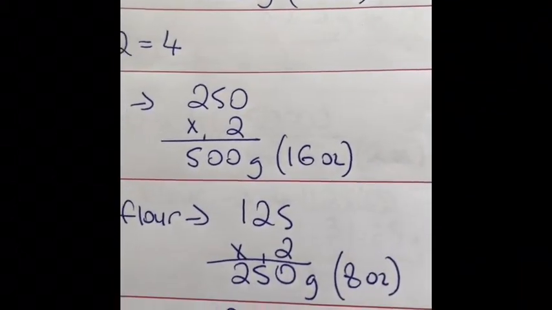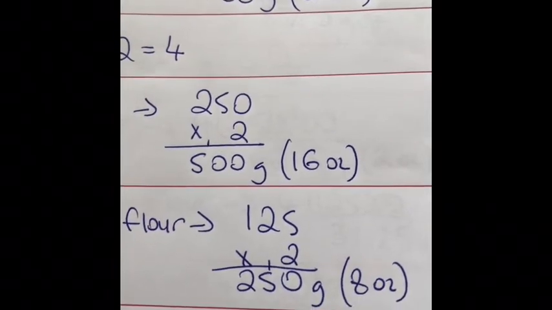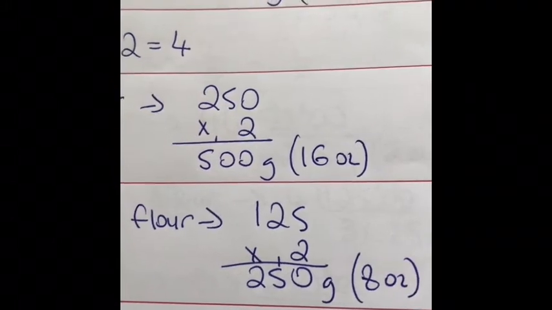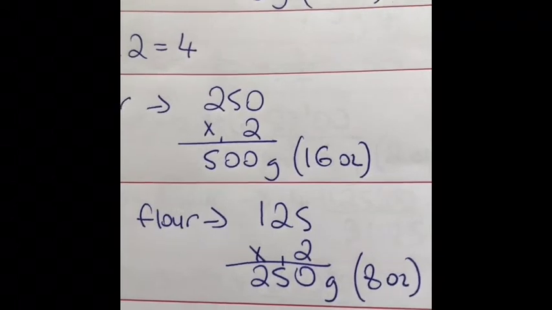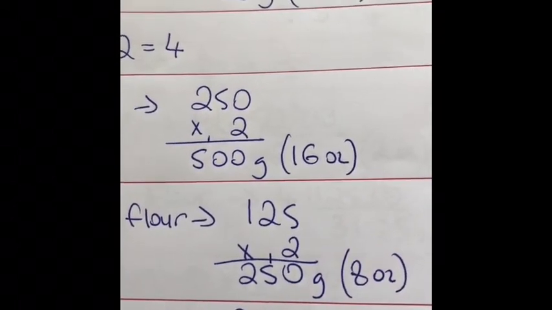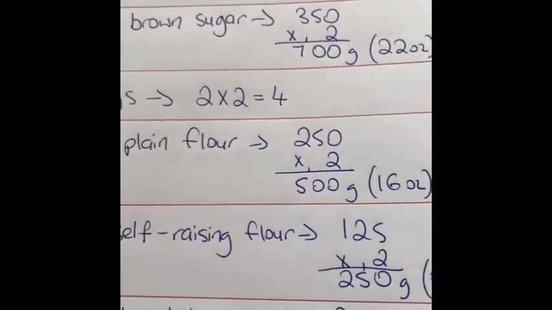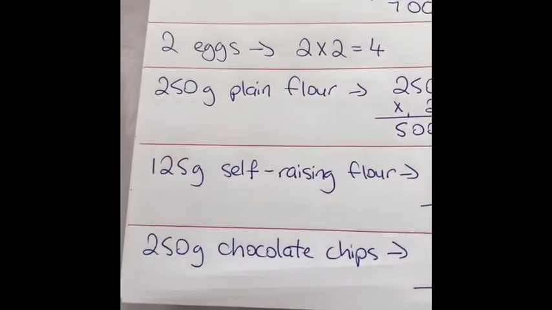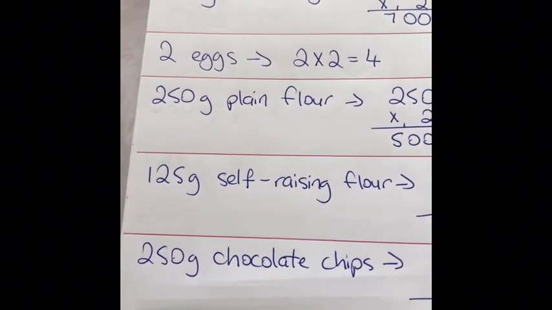So 125, we're going to double it again, multiply by 2, because when we're doubling something, it means we're multiplying by 2. So 2 times 5 is 10, put down your 0, carry your 1. 2 times 2 is 4, plus 1 is 5, put down your 5, and 2 times 1 is 2. So 2 multiplied by 125 is 250 grams. And again, it was 4 ounces in the recipe book of the self-raising flour, and I've doubled that to be 8 ounces.